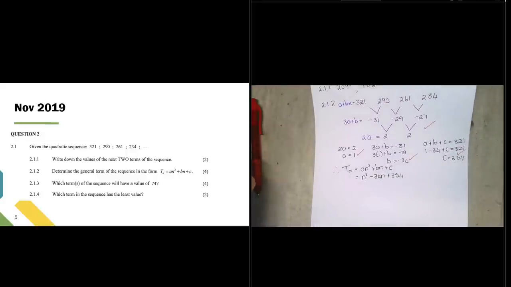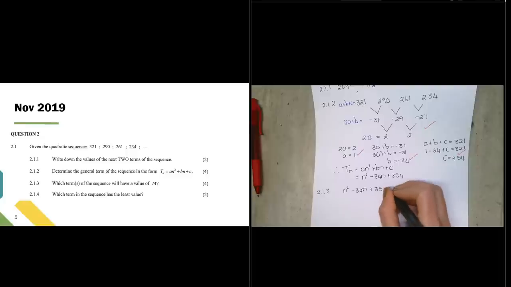2.1.3. Which term or terms of the sequence will have a value of 74? So they want to know where this term value is equal to 74. So you take your formula, n squared minus 34n plus 354, and I must make it equal to 74. And now I've got an equation. Remember, to solve equations, we must write them in standard form first. So n squared minus 34n plus 280 equals 0.